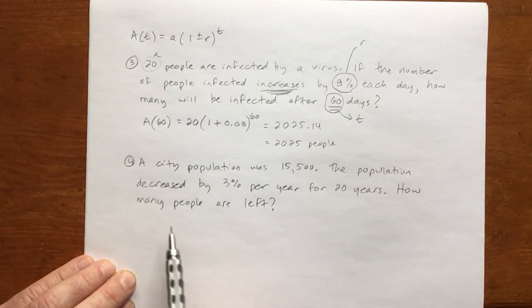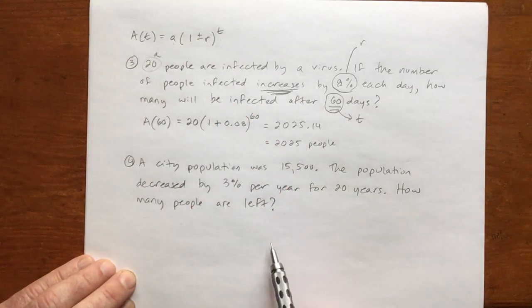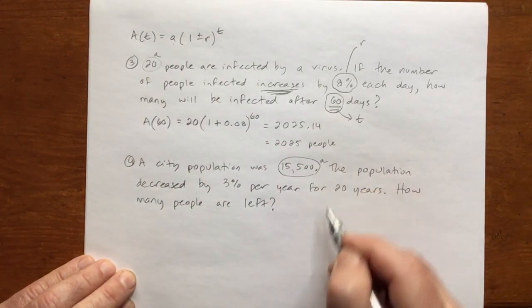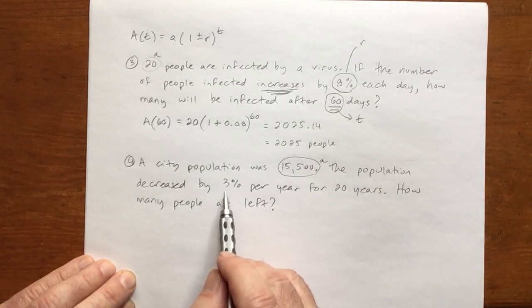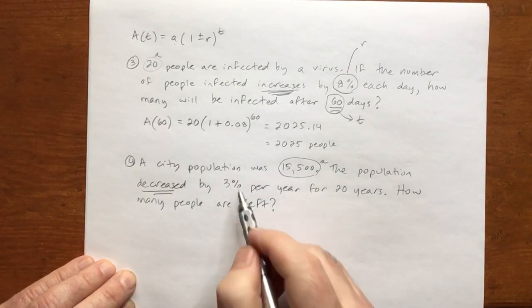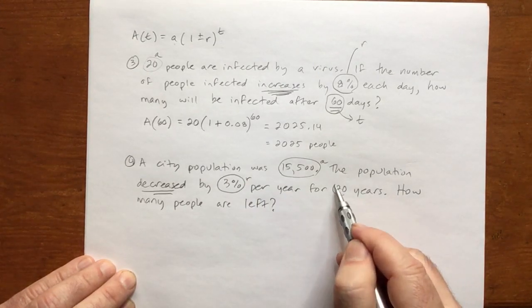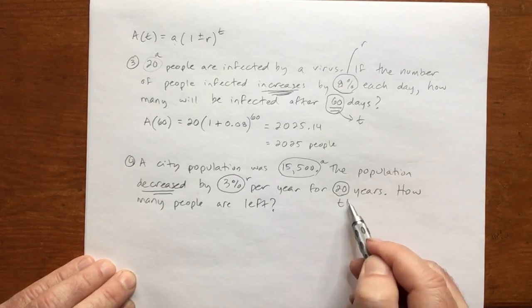Okay, so let's identify the different parts of our exponential growth or decay model. The initial population was that, so that must be our A, our starting amount. The population decreased by 3% per year. Decrease is a key word here. And 3% must be our rate. And then it's 3% per year. There are 20 years, so t must be 20.